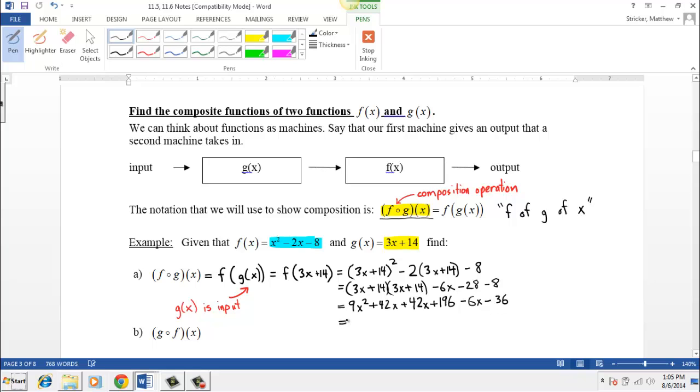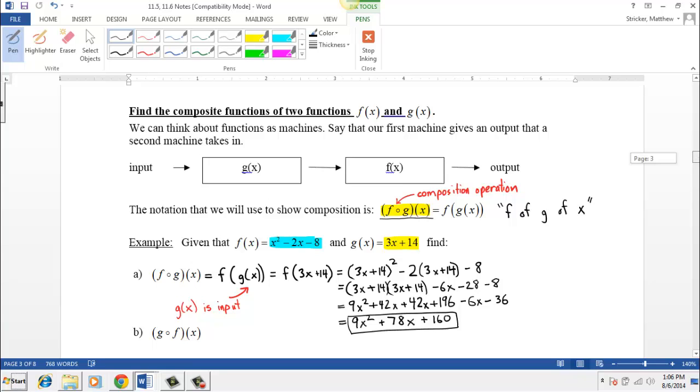And then finally, if we combine all like terms, we end up with 9x squared. We have a 42x, a 42x, and a minus 6x, which gives us plus 78x. And then we have a 196 minus 36, which is a positive 160. That's how you would do part A.